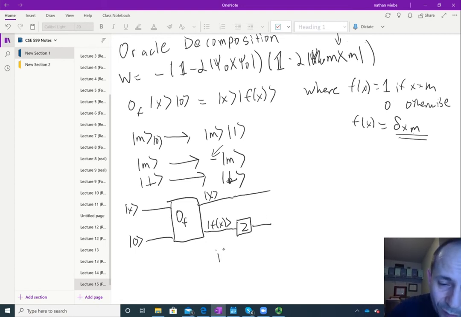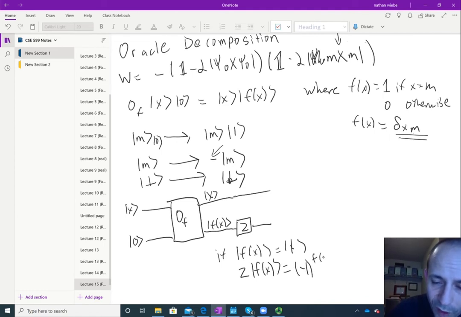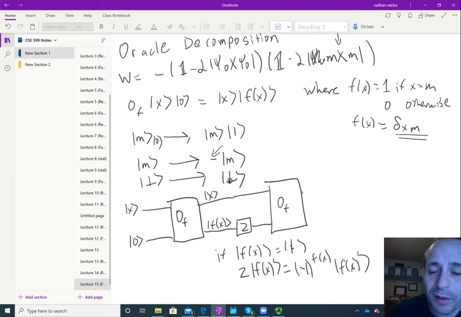Because if f of x is equal to 1, then Pauli Z acting on f of x is equal to -1 to the f of x over here, using some of the reasoning we did last lecture. However, this does the right thing. It'll put a minus sign out in front of the m, but unfortunately it'll flip this bit, so we need to unflip it down here with another instance of OF.